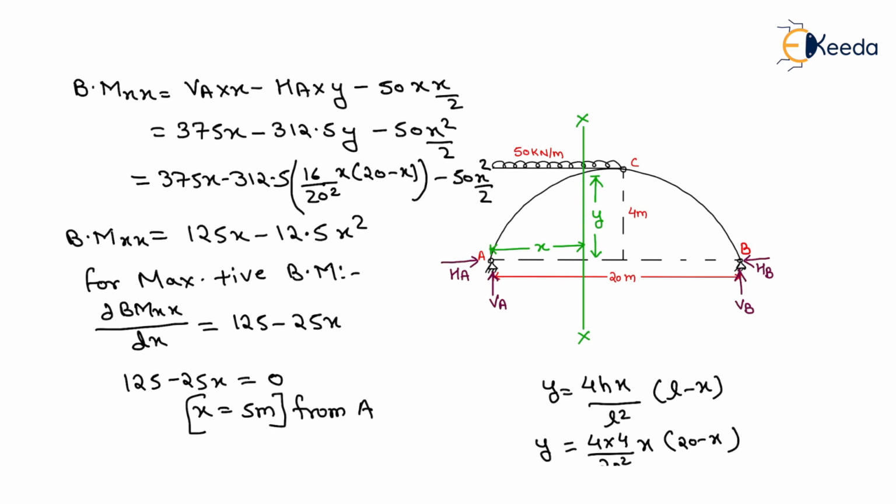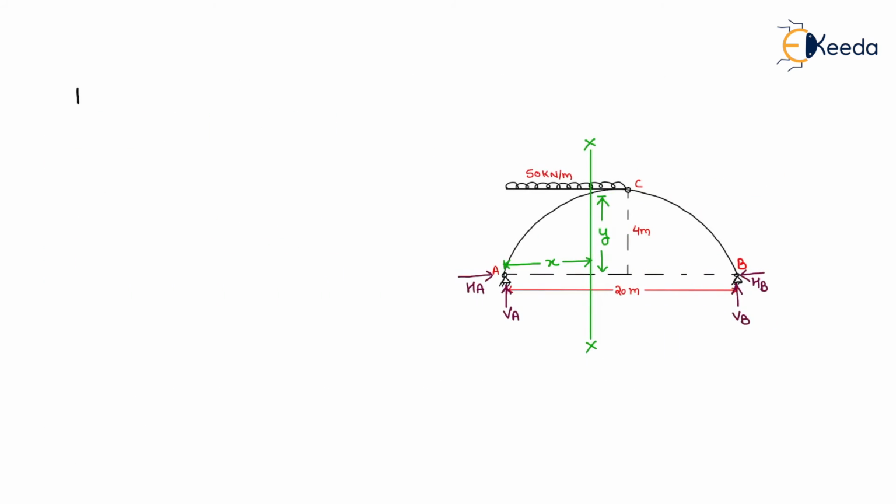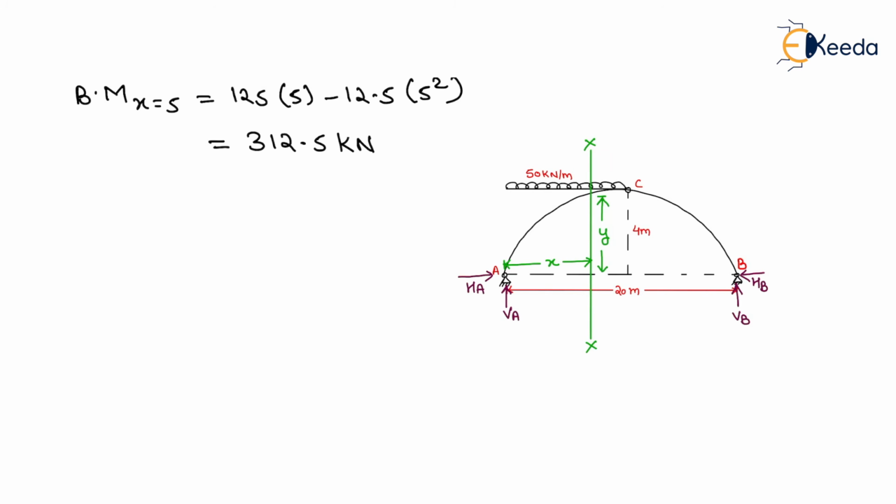Okay. Now putting this value of x in the bending moment equation, that is the bending moment at XX, it will be equal to the bending moment at x equals to 5. We get 125 into 5 minus 12.5 into 5 square, and the maximum positive bending moment will be equal to 312.5 kilonewton meter. That will be the maximum positive bending moment acting at 5 meter from support A, and its magnitude will be equal to 312.5 kilonewton meter.